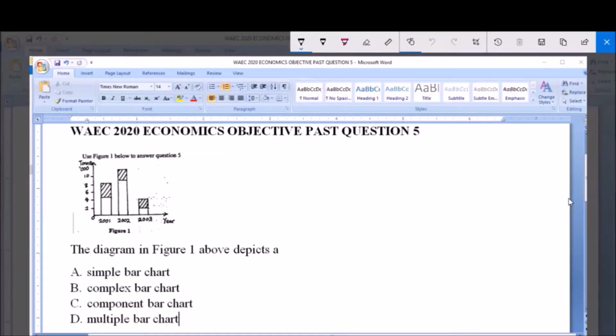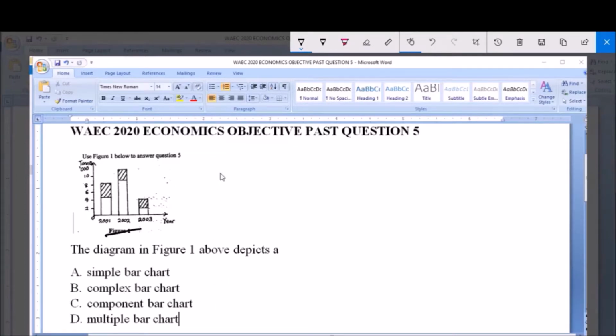Hello and welcome. I will be answering WAEC 2020 Economics Objective Past Question 5. So you have a diagram here which is labeled as Figure 1. Now, the diagram in Figure 1 above depicts A. Simple bar chart, B. Complex bar chart, C. Components bar chart, D. Multiple bar chart.